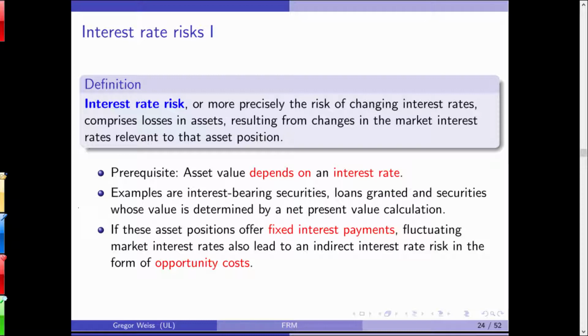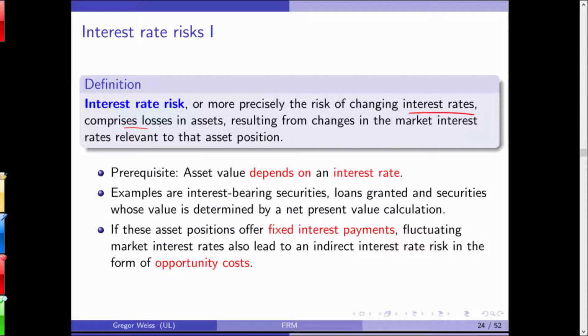Interest rate risk is defined as the risk of changes in interest rates that compromises losses in assets resulting from changes in the market interest rates that are relevant to an asset position, which simply means you have a position in a bond, in a stock, any other security, any other financial position, and the prices for this asset change when interest rates change, usually market interest rates. And if this is the case, this is interest rate risk. The prerequisite for this is, of course, that the asset value depends on an interest rate.